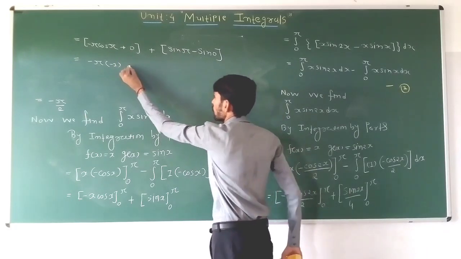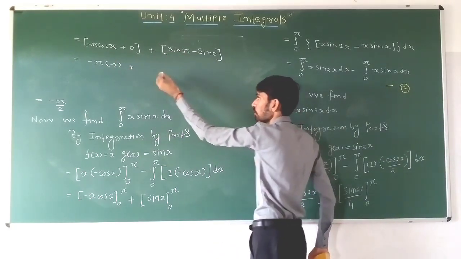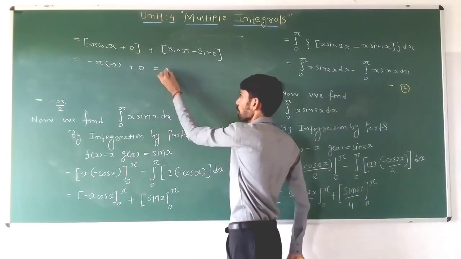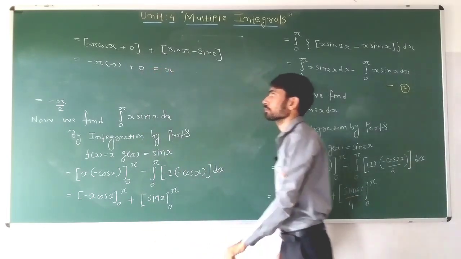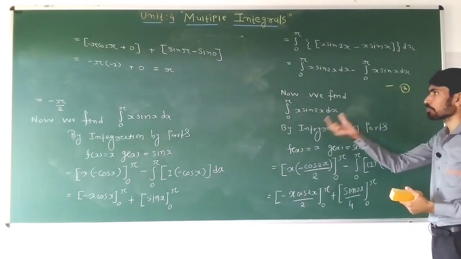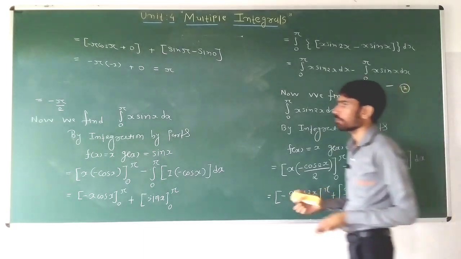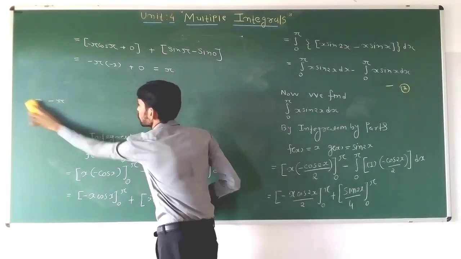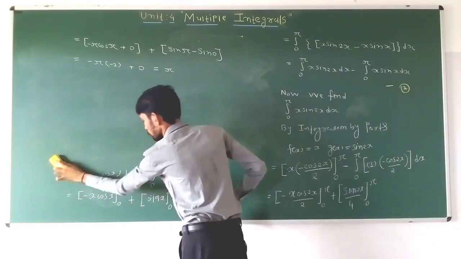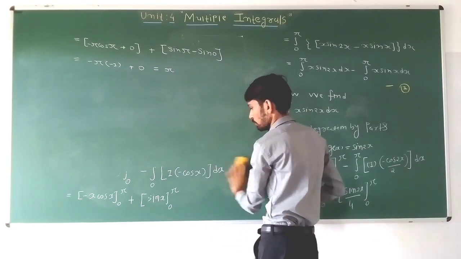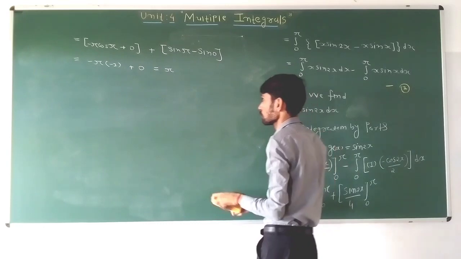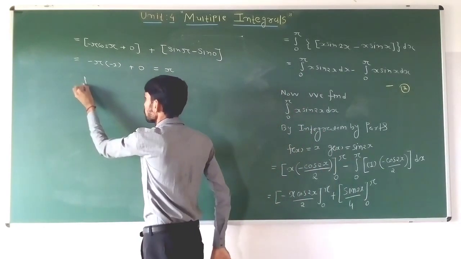Plus 0. Now we already know sin pi is 0 and sin 0 is 0. So the remaining answer is plus pi. So here we get the answer of both the integrations. Now we substitute both the values in equation number 1, from equation 1.